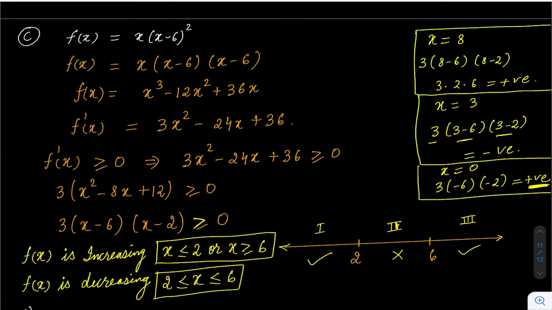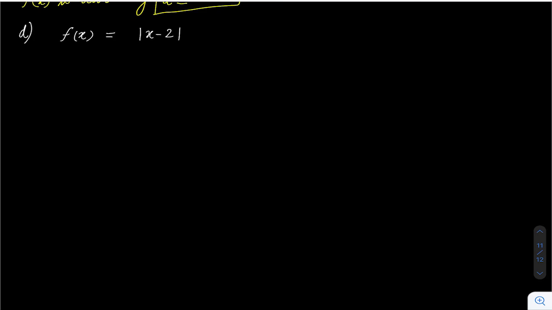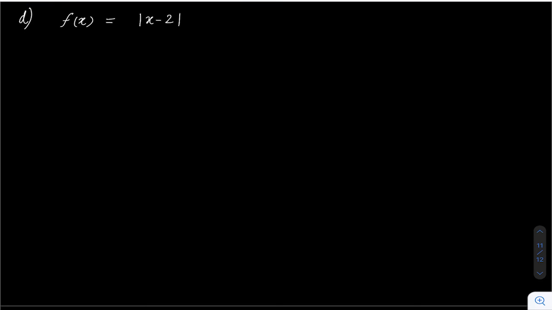Let's try one more question, just for variety. Okay, now this is our final question. And this is rather an important question, but it's an easy question, but it's important, because sometimes students get confused in this. So f(x) is the absolute value of x minus 2.